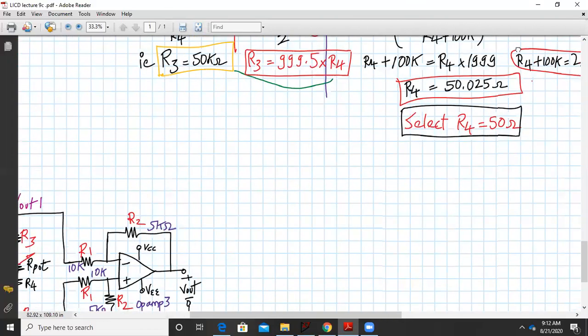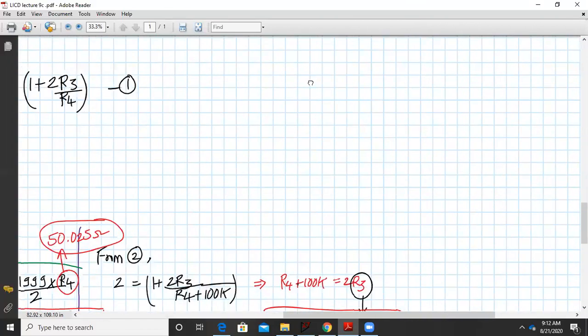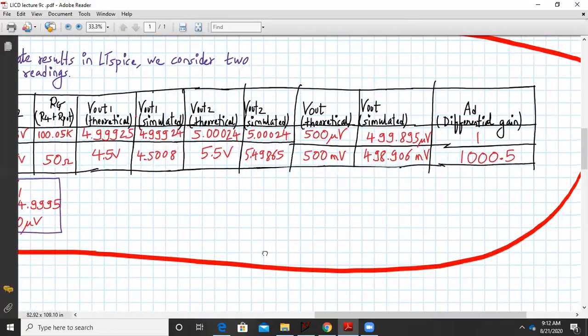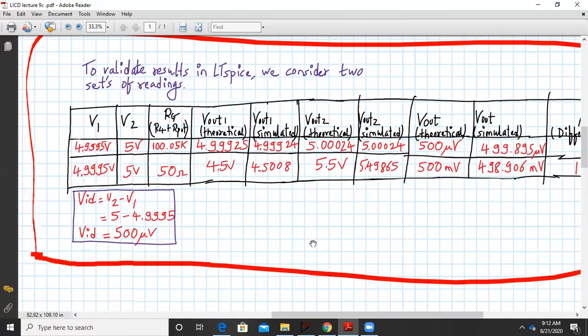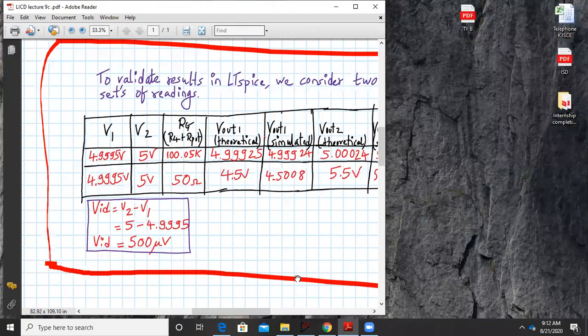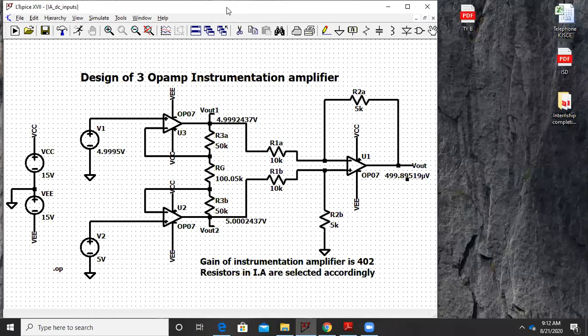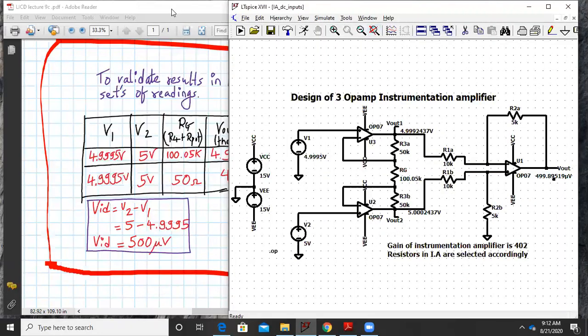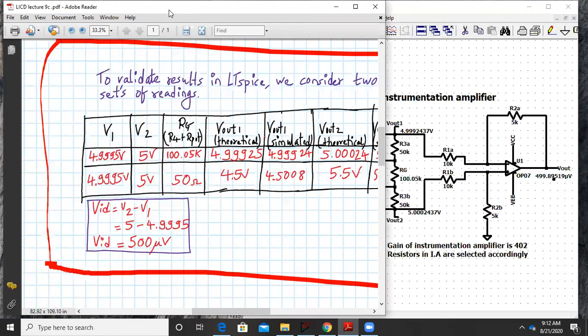Now to validate our design, we have to simulate this in LTspice and check whether we are getting a gain of 1 to 1000 or not. So let us start. Let me just minimize this a little. Yeah, we have kept the circuit ready for you all so that it will be easier to evaluate a little bit faster.